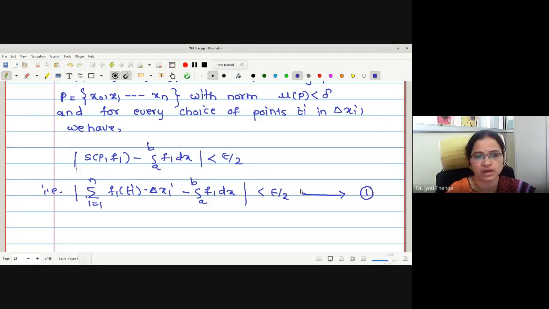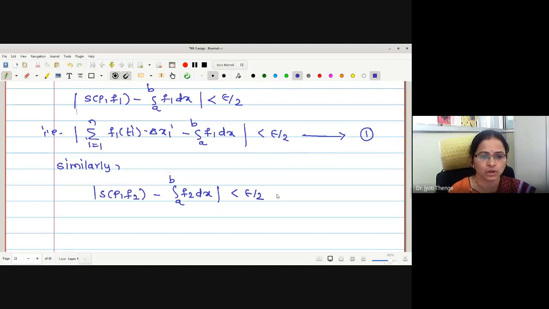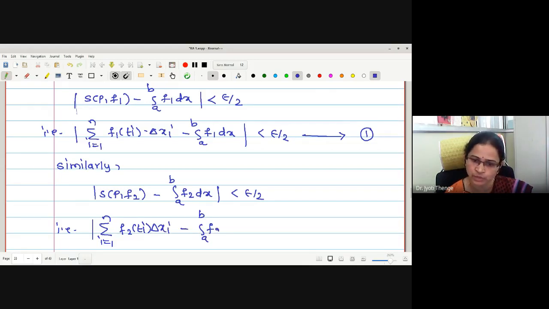Similarly, we will write for the second function f2. As f2 is also integrable, one can write mod of S(P, f2) minus integration a to b f2 dx less than epsilon by 2. What is S(P, f2)? Summation i equals 1 to n f2(ti) into delta xi minus integration a to b f2 dx less than epsilon by 2. Let me call this statement number 2.